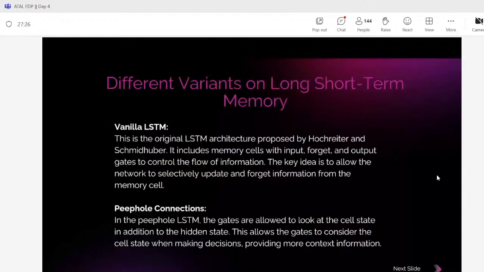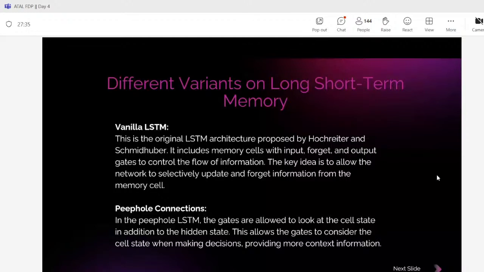And we can see the different variants of long short-term memory. Vanilla LSTM is the original LSTM architecture proposed by Hochreiter and Schmidhuber. It includes the memory cells with input, forget, and output gates to control the flow of information. The key idea is to allow the network to selectively update and forget information from the memory cell.